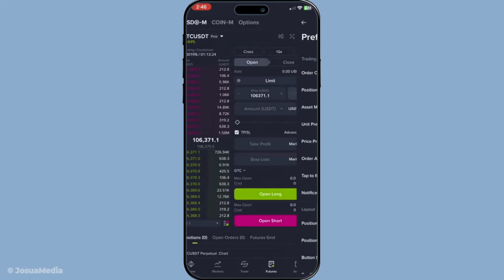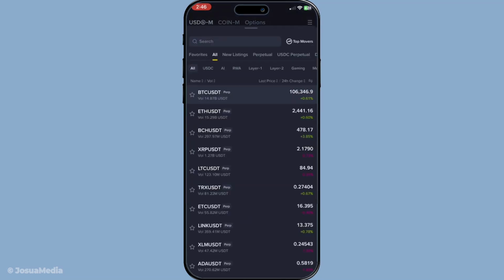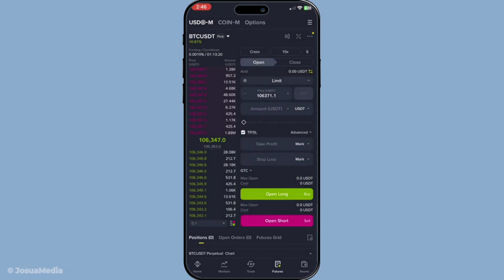For this example, we'll use BTC USDT. This pair involving Bitcoin and Tether is very popular and often provides significant trading volumes, making it an ideal choice for demonstrating a hedging strategy. Once you've selected your crypto pair, it's time to open a long position.